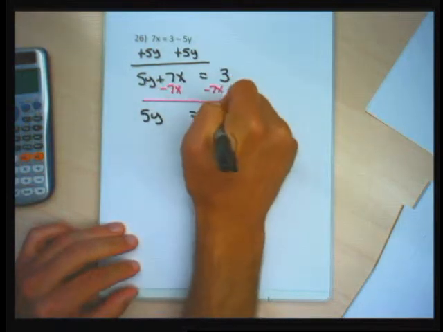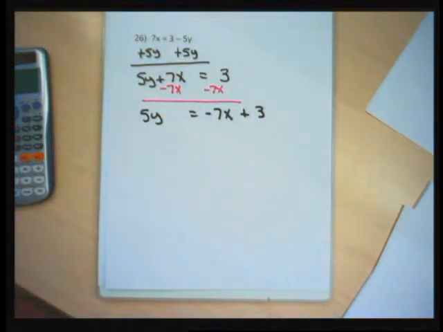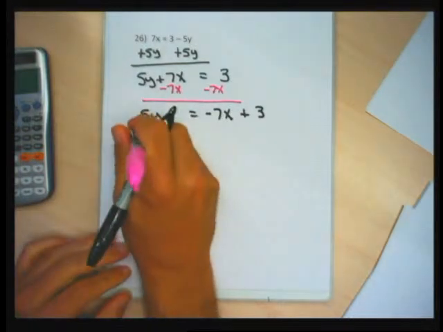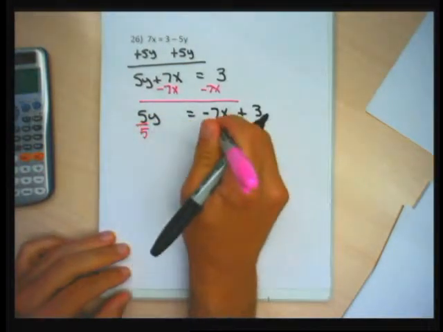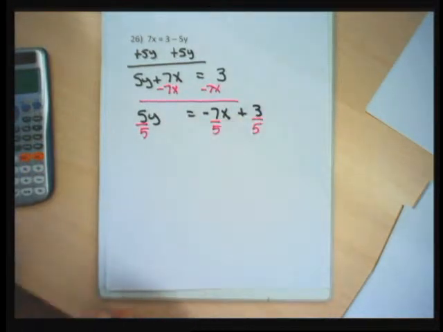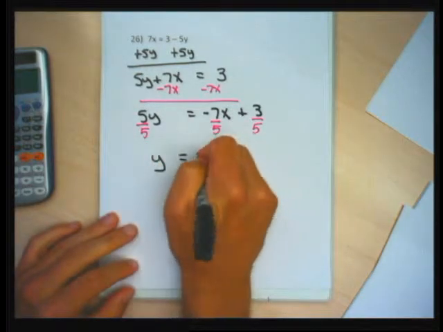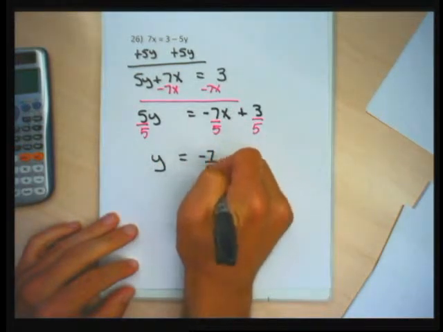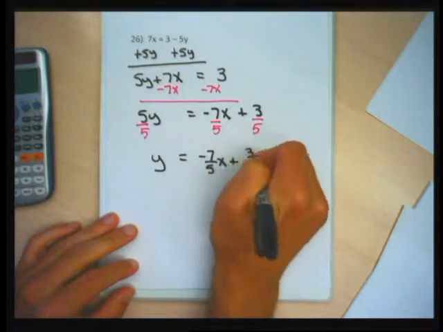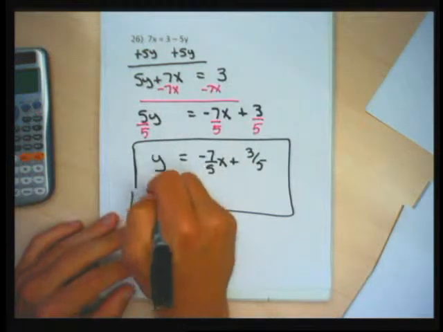And when I do that, I get 5y equals minus 7x plus 3. I almost have it solved for y, except for this 5. I need to divide everything by 5 to get it in slope-intercept form. So when I divide this by 5, I get y equals negative 7/5 x plus 3/5. This is considered slope-intercept form.